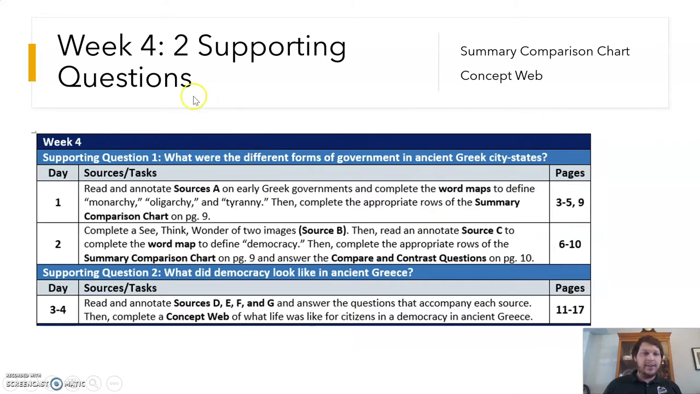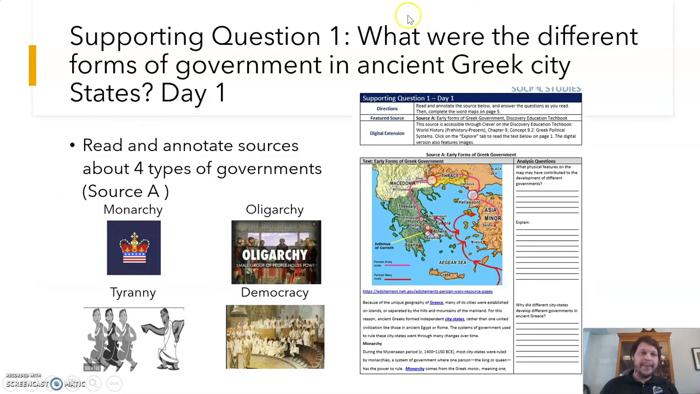So we're going to take a look at week 4. There are 2 supporting questions, as you can see. It should take 4 days. At the end of supporting question 1, your students are going to make a summary comparison chart, and at the end of supporting question 2, your students are going to make a concept web. Supporting question 1, what were the different forms of government in ancient Greece city-states?